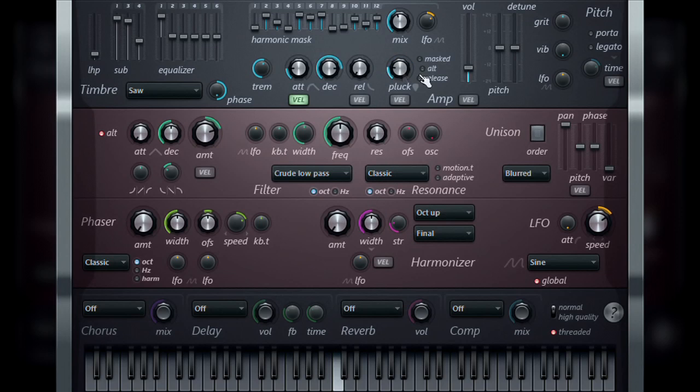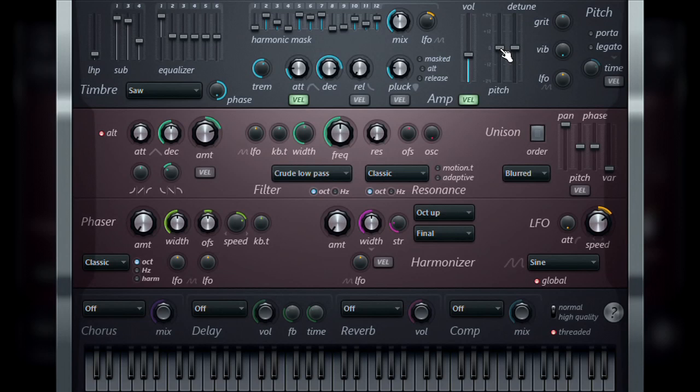The volume slider really needs no introduction. It controls the volume of the instrument. It does have a velocity switch, which tells the instrument to have its amplitude level follow the varying velocity levels from the notes being played from your MIDI controller keyboard.